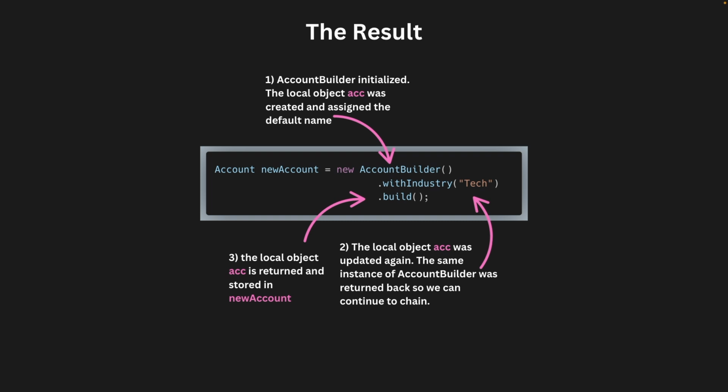So there it is. In the first step, the account builder is initialized. The local object account inside that account builder has been created. It's been set to a default name because the constructor ran. Then the local object account was updated again by us calling withIndustry. Once that method is done running, that same instance of the account builder is returned back so we can continue calling methods on that object. The last step, the local object account is returned and stored in new account.